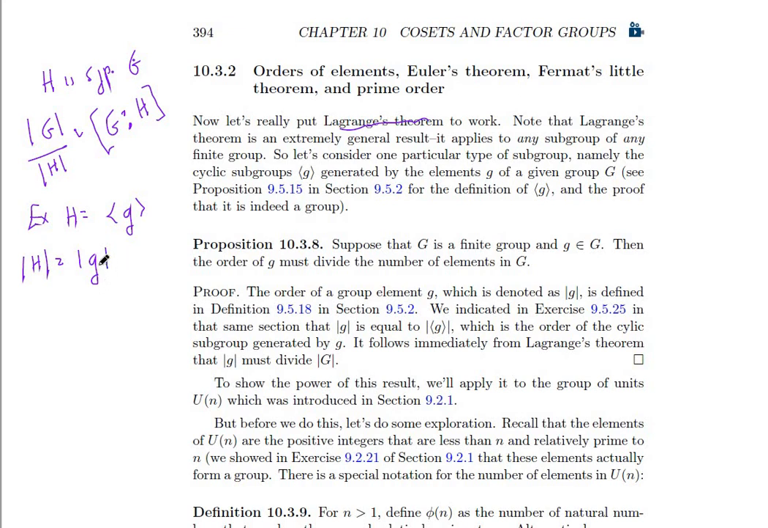So what does this tell me? If the order of H divides the order of big G, that means the order of any element in the group must divide the number of elements in the group. That's what this proposition says: the order of any element little g in the group big G divides the number of elements in big G. And this proof is basically what I set up here. You can read it yourself.